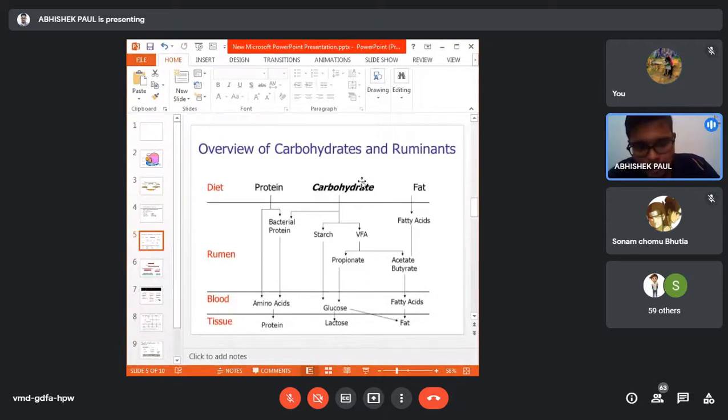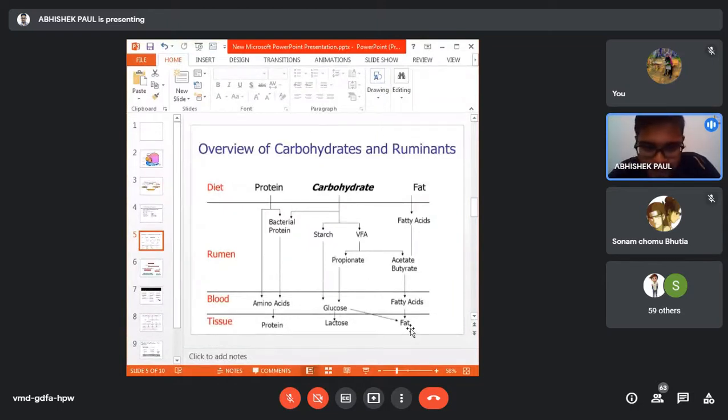After ruminal digestion, the carbohydrate is converted into volatile fatty acid, VFA in short. This VFA is divided into propionate, acetate, and butyrate, the major volatile fatty acids. Acetate and butyrate in the tissue convert into fat, so they finally become body fat.